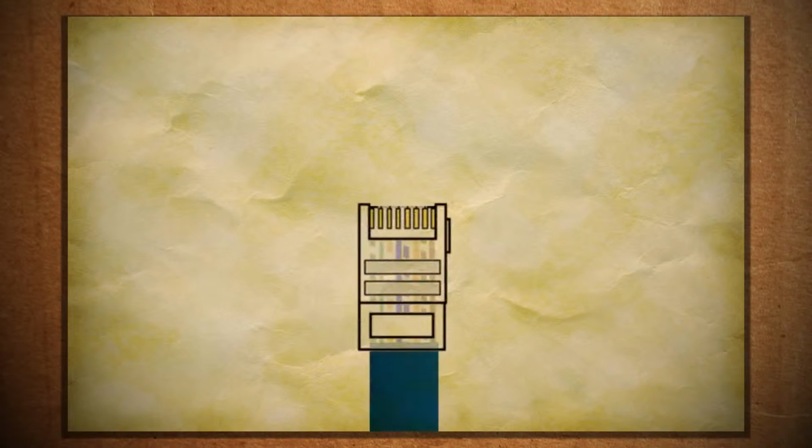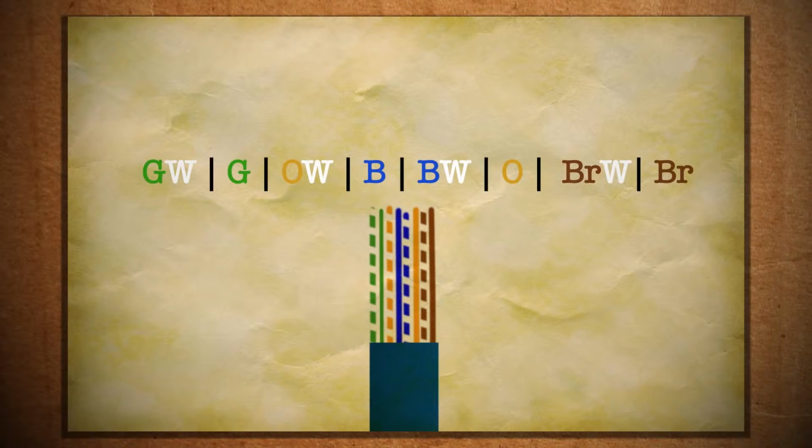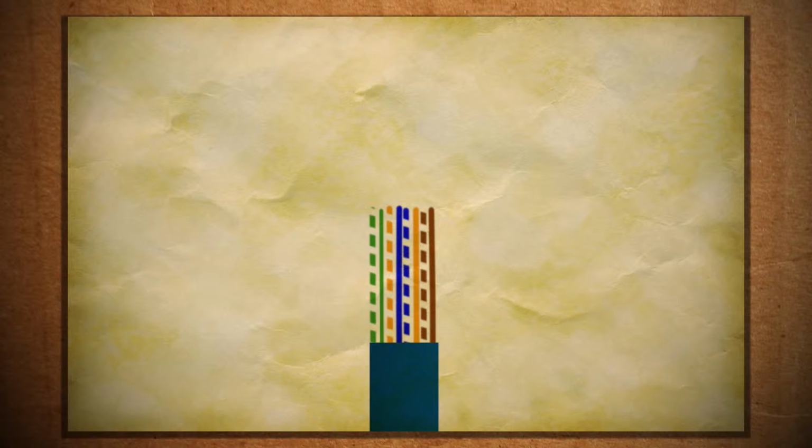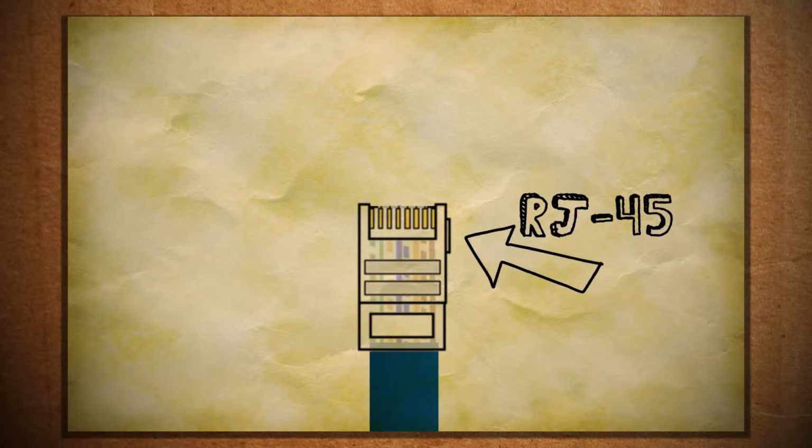Here's how a standard Ethernet cable works. In each cable there are 8 wires, unlike the phone cable which only has 6. This is the standard way in which Ethernet wires are arranged, but as long as the color arrangement on one end matches the color arrangement on the other end, you should be fine. These wires are then aligned and fitted into a connector called a registered Jack 45 connector.